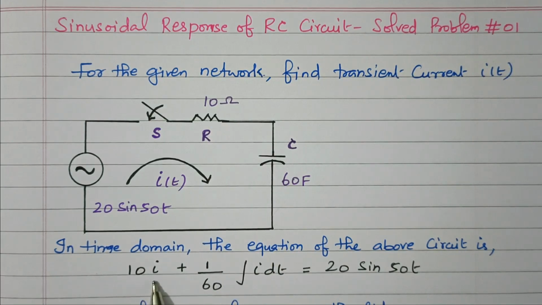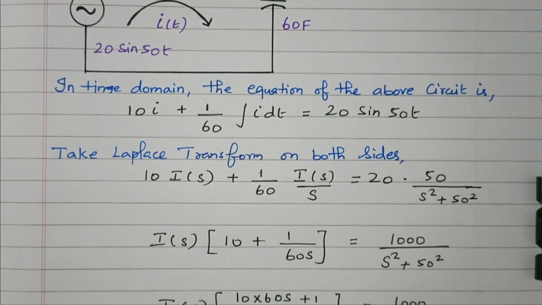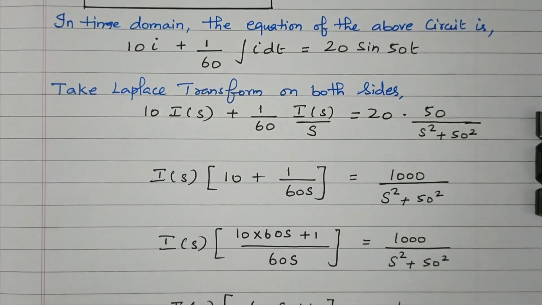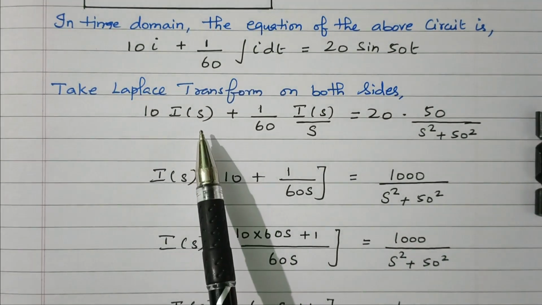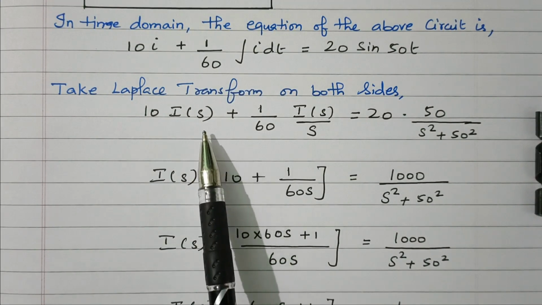Resistive drop is R into I. R value is 10, so 10I. The capacitive drop is 1 by C integral I dt, where C value is 60, so 1 divided by 60 integral I dt. So by using KVL we obtain the equation for the given circuit. Our aim is to find I of t. So we need to take the Laplace transformation on both sides in order to convert the t domain into the s domain. After simplification we need to take the inverse Laplace so that we will get the transient current.